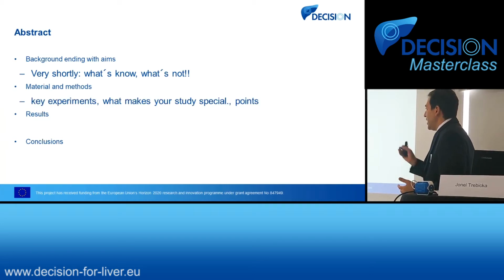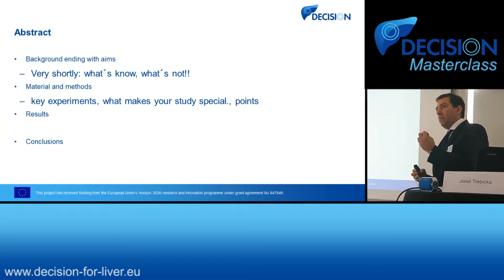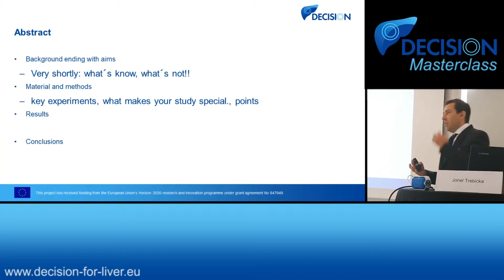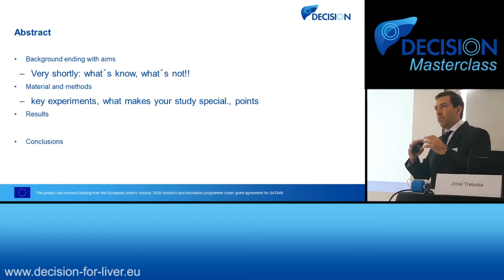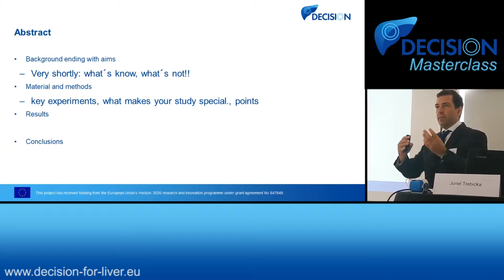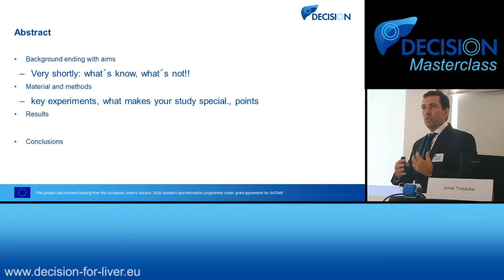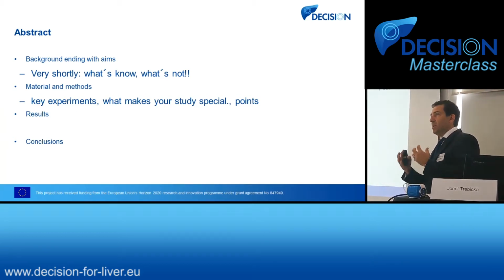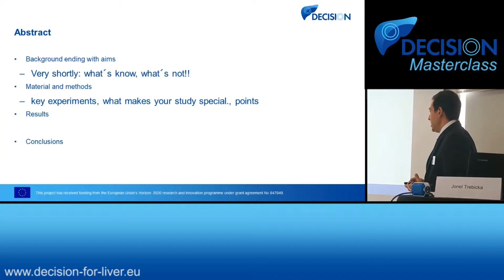In the materials and methods, key experiments. So what makes your study special? It's also important to highlight not every Western blot technique or every PCR technique and all the markers that you did, but the overall concept, everything you did. So you did in vivo, in vitro, ex vivo work, what kind of material you used, what kind of cohorts you used. So be concise. It's of course difficult, but I think it is very important that one tries one's very best.